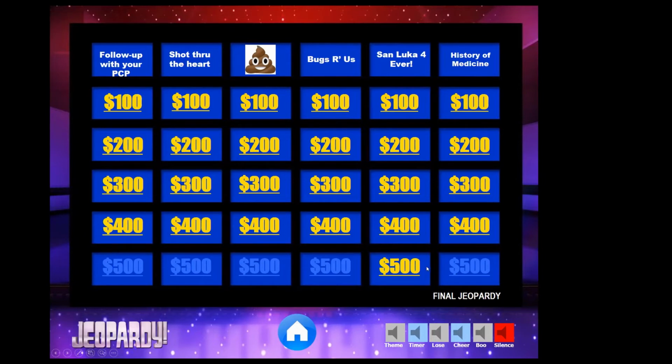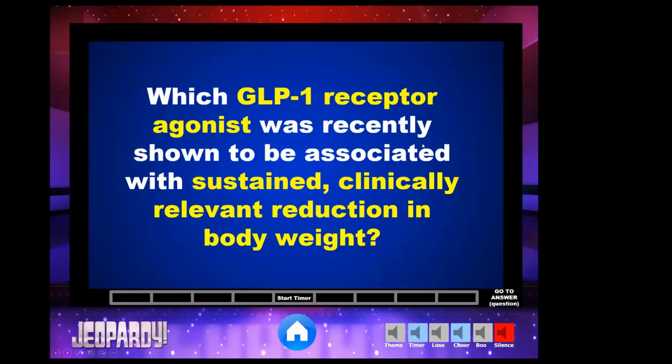What do you guys take? PCP for 400. There's a 500 left. We're good with the PCP 400. Okay. Don't want to live dangerously. All right. Which GLP-1 receptor agonist was recently shown to be associated with sustained clinically relevant reduction in body weight? Pretty direct.